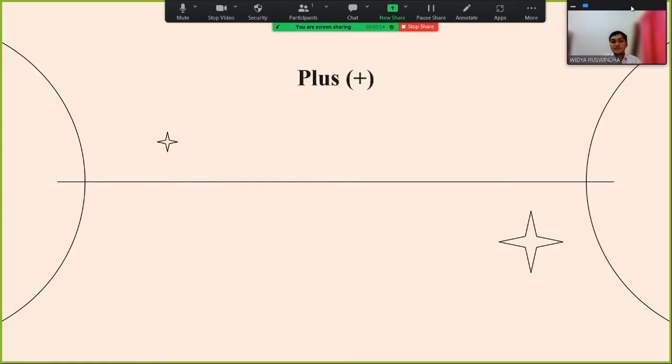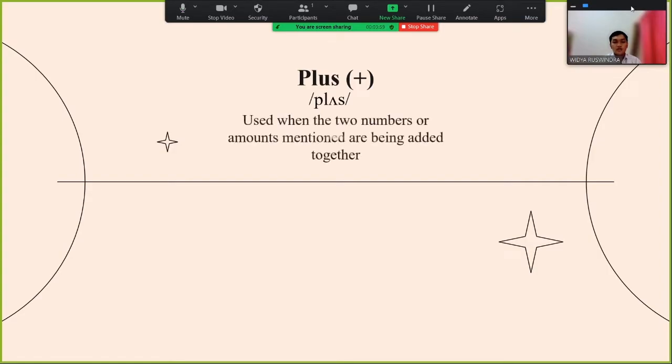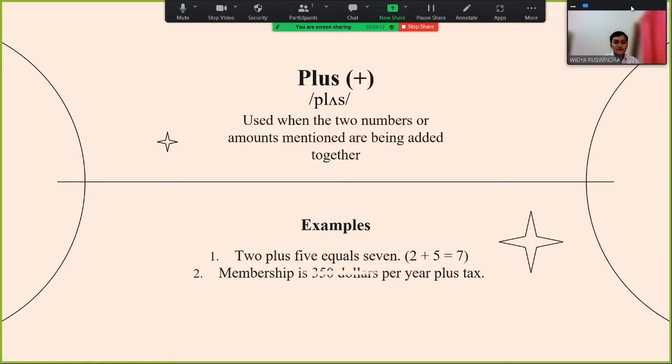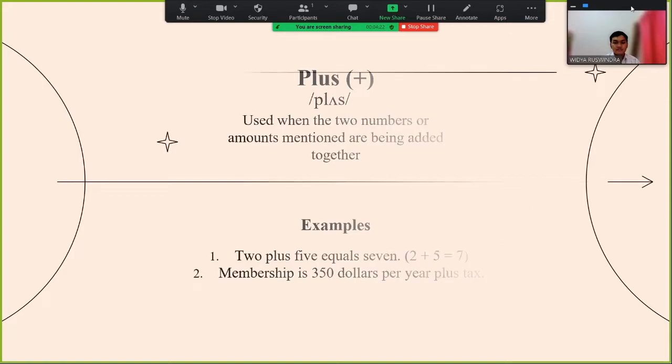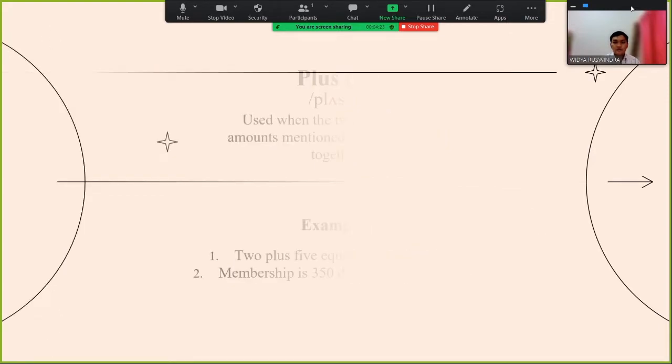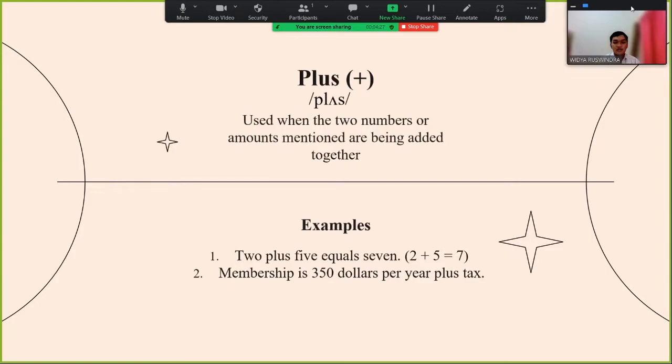Okay, next vocabulary is plus. The pronunciation is plus. Plus is used when the two numbers or amounts mentioned are being added together. For example, first, 2 plus 5 equals 7. And second, membership is $350 per year plus tax.